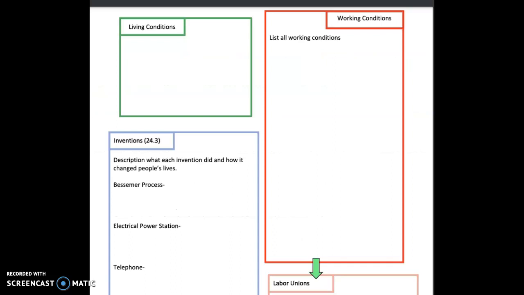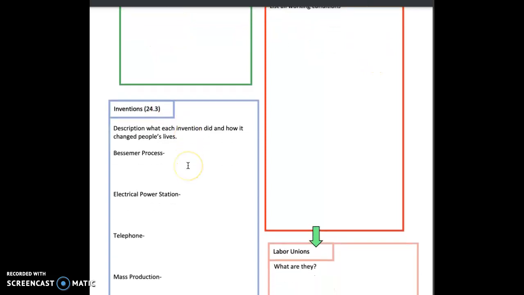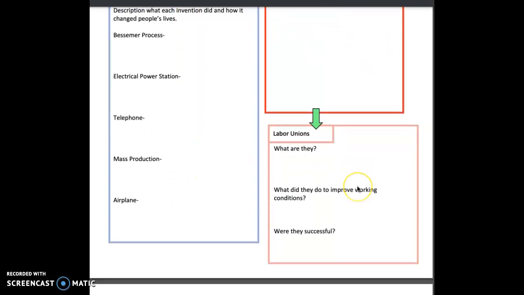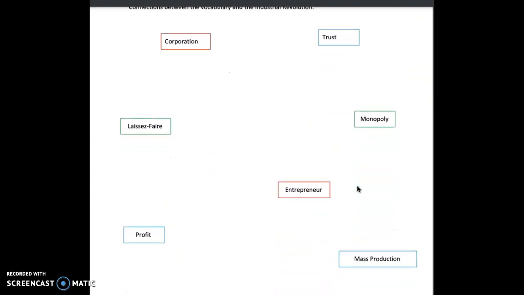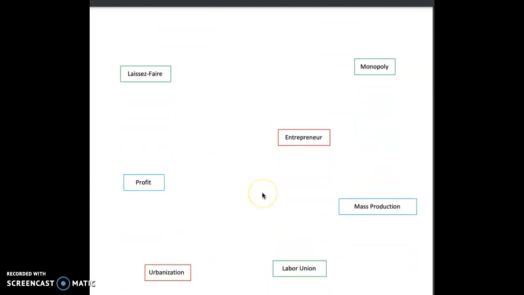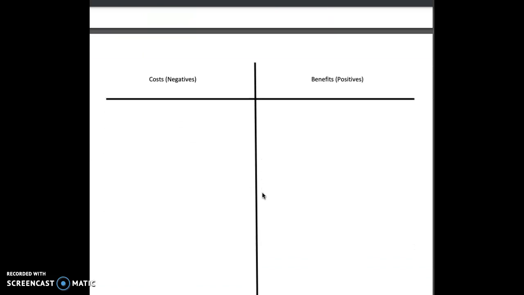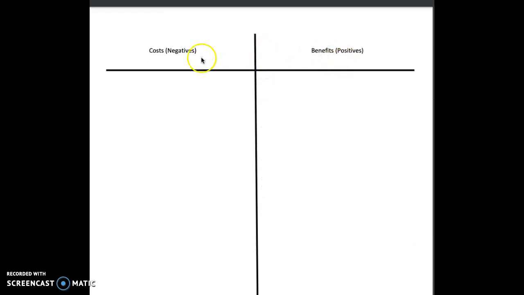This is the learning work document, and as you can see, it's broken into different chunks. Here's living conditions, working conditions, inventions, labor unions, the vocabulary words, and I'm going to come back to that in just a moment. And then down at the bottom, we have a costs and benefits chart. So here we're going to keep a running list of all the things that are negative about the Industrial Rev and all the things that are positive about the Industrial Rev.